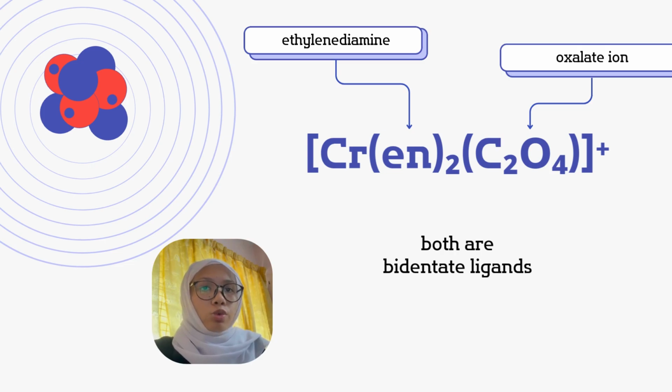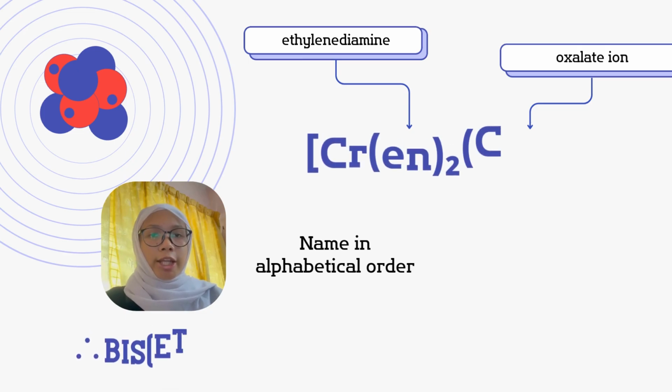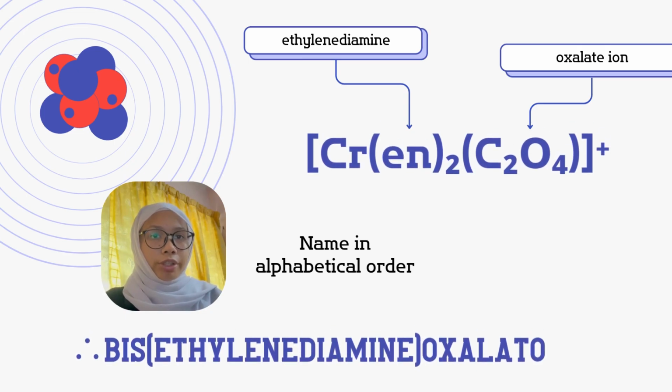So both ligands wrap around the metal at multiple points. Now we name the ligands in alphabetical order, ignoring the prefix. So E comes first before O. So we will get bis(ethylenediamine)oxalato. We use bis for ethylenediamine because it already has a number inside its name instead of just di.